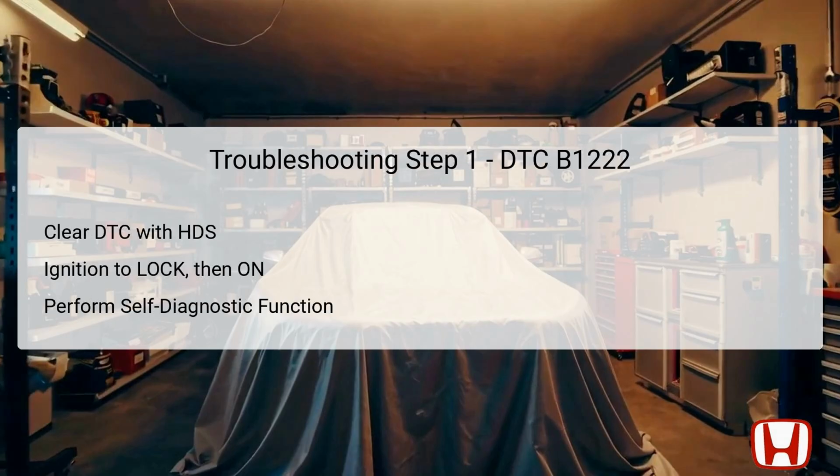The first step in troubleshooting DTC B1222 involves utilizing the Honda Diagnostic System, HDS, to clear the current diagnostic trouble codes. Clearing the codes resets the climate control system state, allowing for a fresh diagnostic reading. Once this step is completed, turn the ignition switch to the lock position and then switch back to the on position, initiating the vehicle's diagnostic electronics.